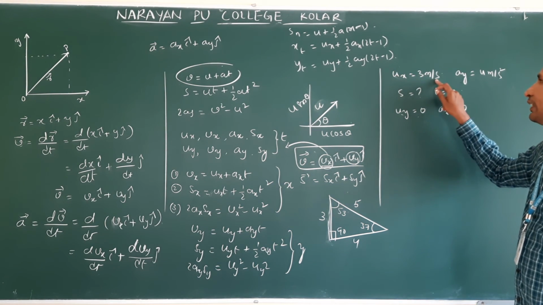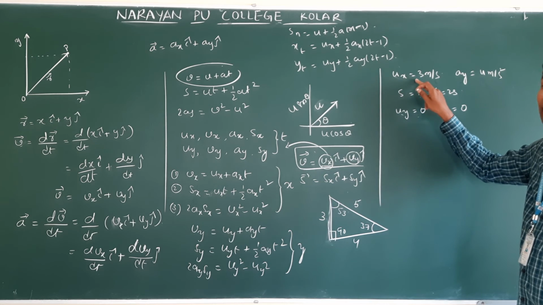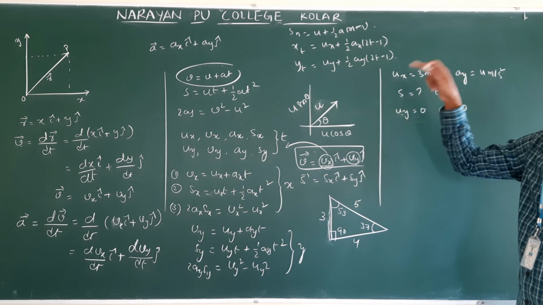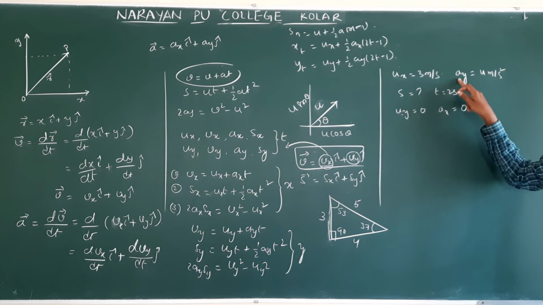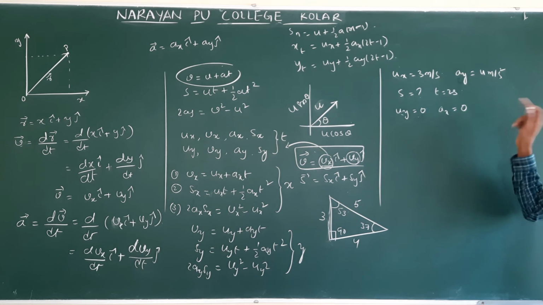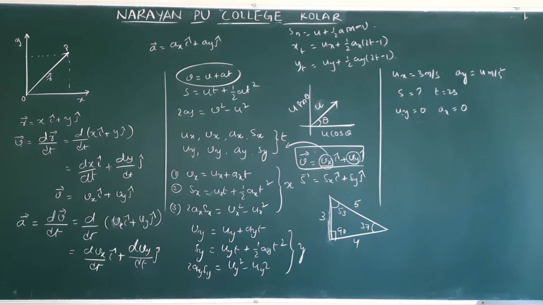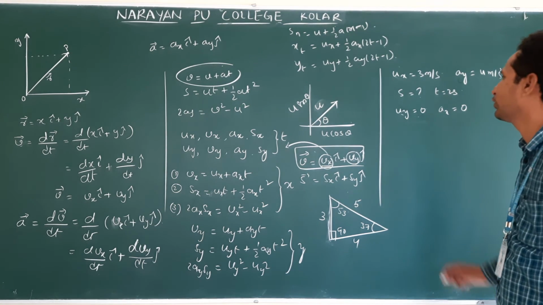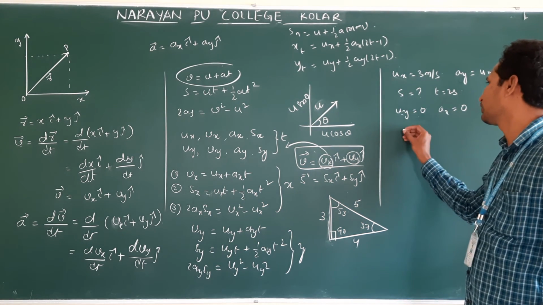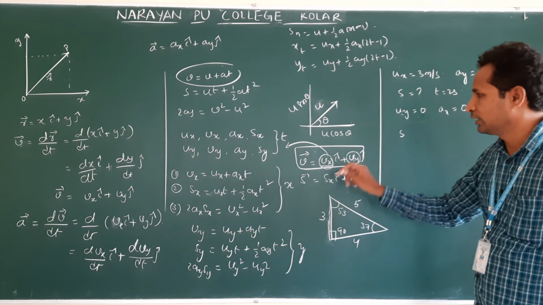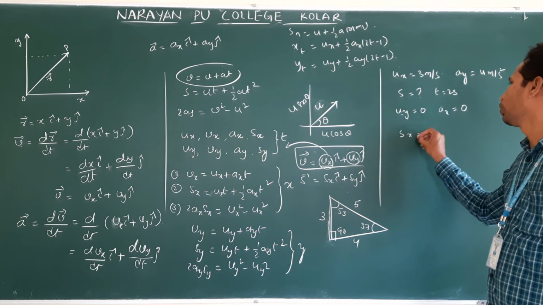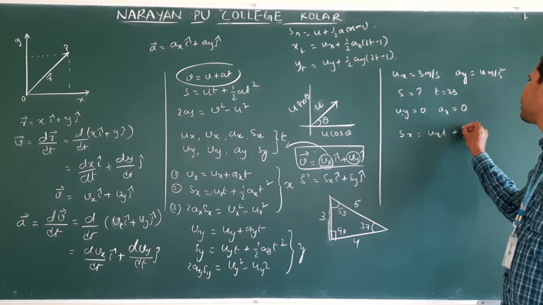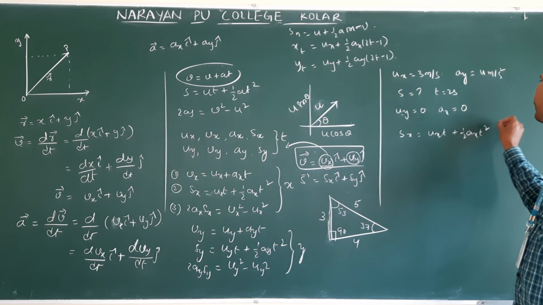Some information provided means initial velocity in the x direction they provided. What does that mean? There is no initial velocity along the y direction. They provided acceleration along the y direction. They did not give the acceleration along the x direction. What does that mean? No acceleration along the x direction. So this we need to understand by reading the question. So now first Sx, because S is what? We express Sx i cap plus Sy j cap. Then Sx is equal to, what is the equation? Uxt plus half ax t square.